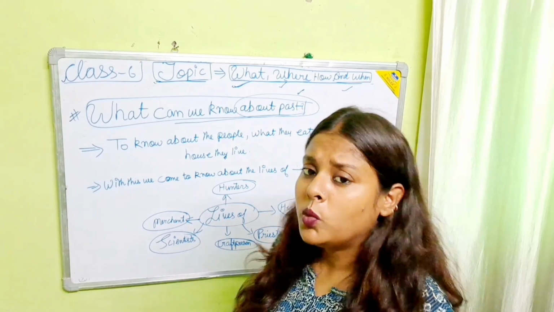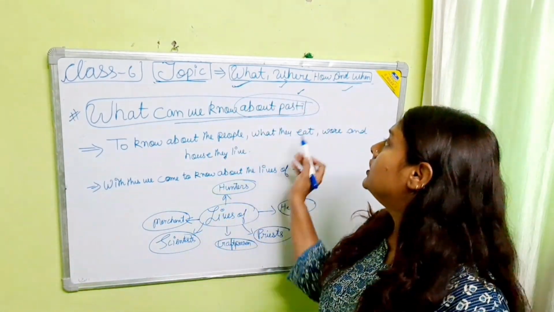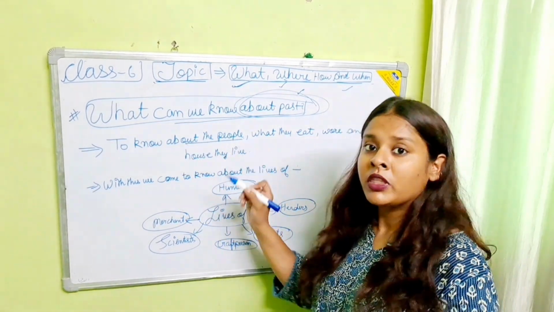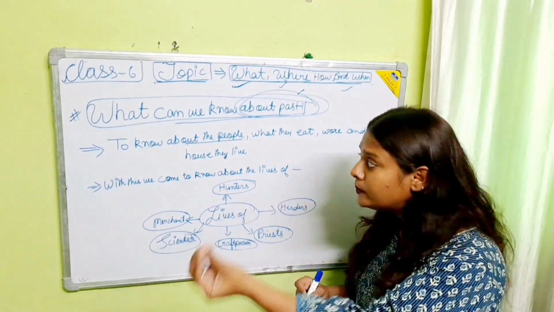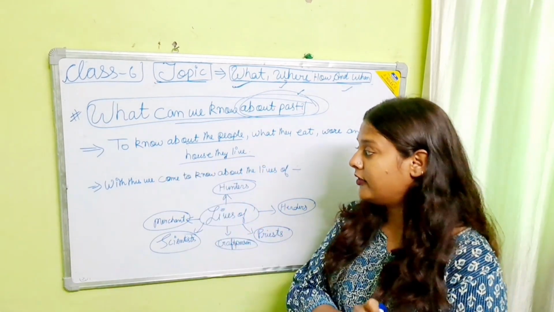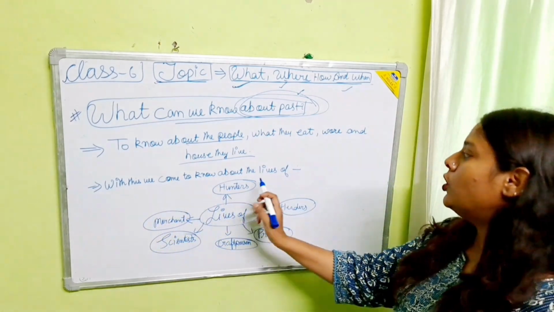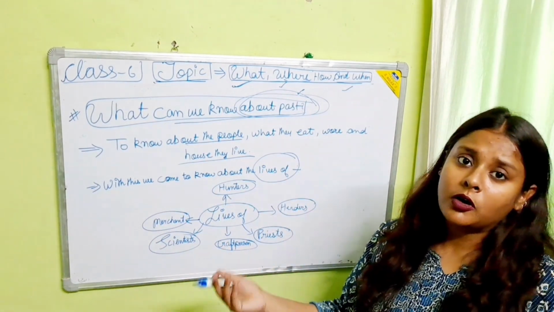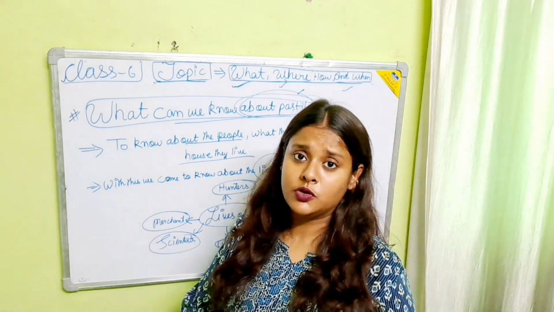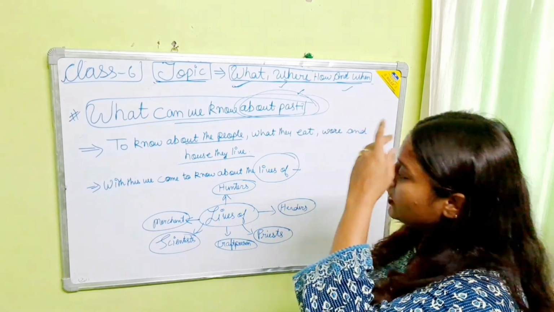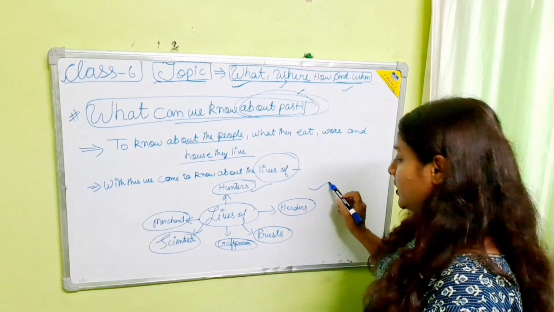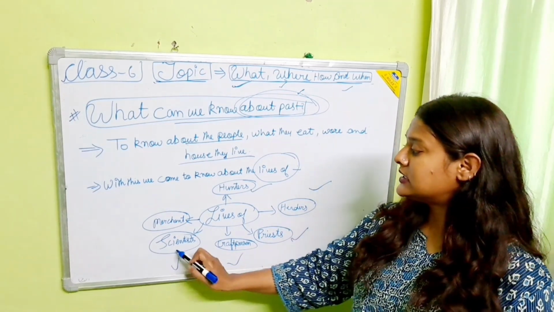So when we talk about what, what can we know about the past? To know about the people, what they ate, wore, and how they lived. With this, we come to know about the lives of the hunter-gatherers, as we have studied, the lives of the herders, priests, craftspersons, scientists, and merchants.